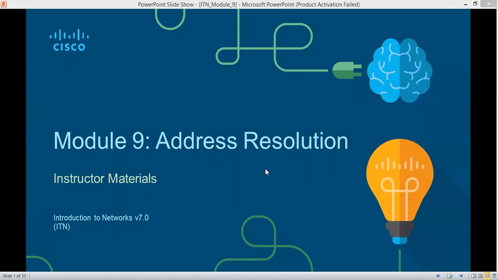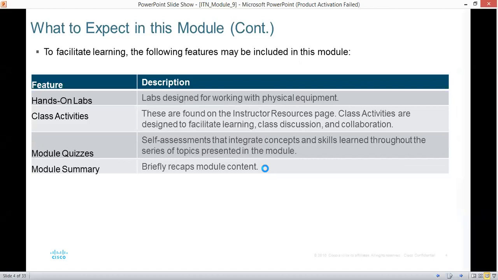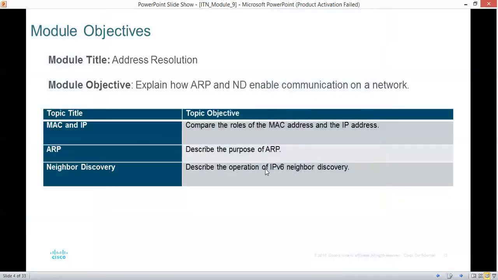So today we'll be looking at module 9, which is address resolution. Remember we talked about ARP before, which is Address Resolution Protocol, just briefly. But now we will look at address resolution proper. So let me take us to the objective. We'll compare the roles of MAC address and IP address, describe the purpose of ARP, and describe the operation of IPv6 neighbor discovery.